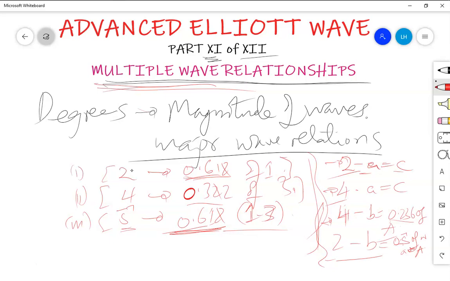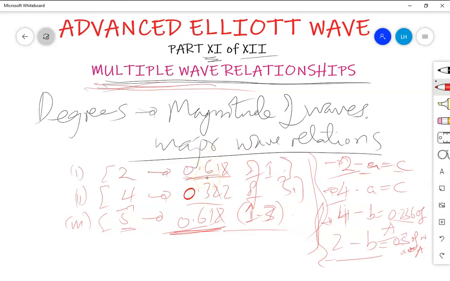Now, being able to play with all those relationships in the market, you will be doing what we call the multiple wave relationship. If you are playing with all of those types of relationship, because when the market is making a single move, all of those degrees of waves operate at the same time. A grand super cycle, a super cycle, a cycle, a primary, intermediate, minute, and other degrees, all of them are operating at the same time.